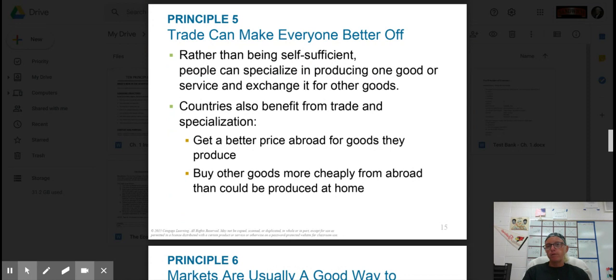All right, number 5, trade can make everyone better off. This is one I talk about a lot too. I talk about all of these, but I refer a lot back to thinking at the margin and trade making everyone better off. Rather than being self-sufficient, people can specialize in producing one good or service in exchange for another good.